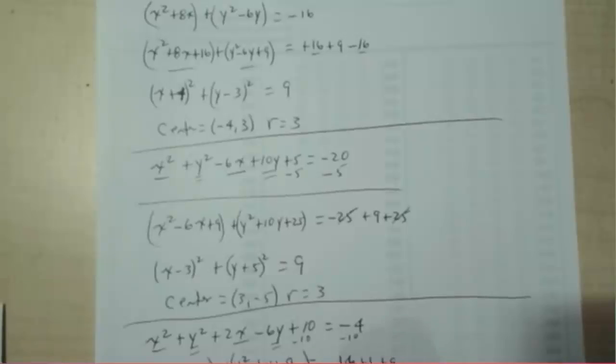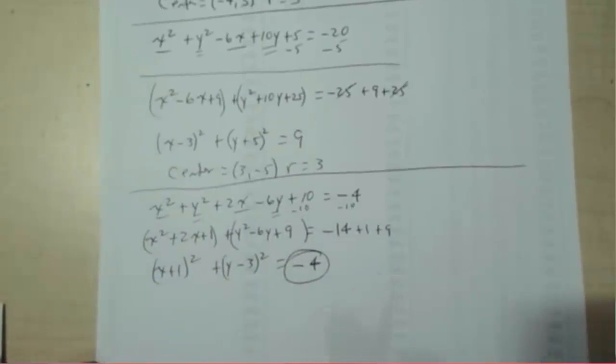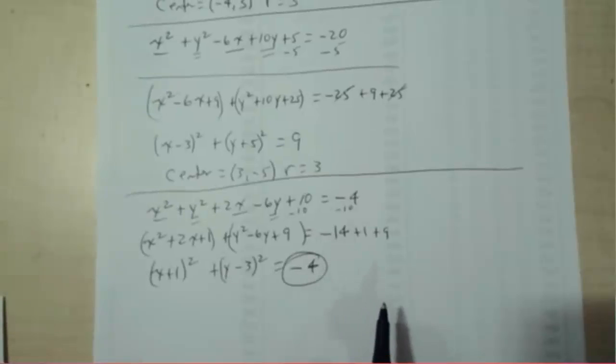Can we have our radius as a negative number? No. So this is undefined, or it's not a real circle.